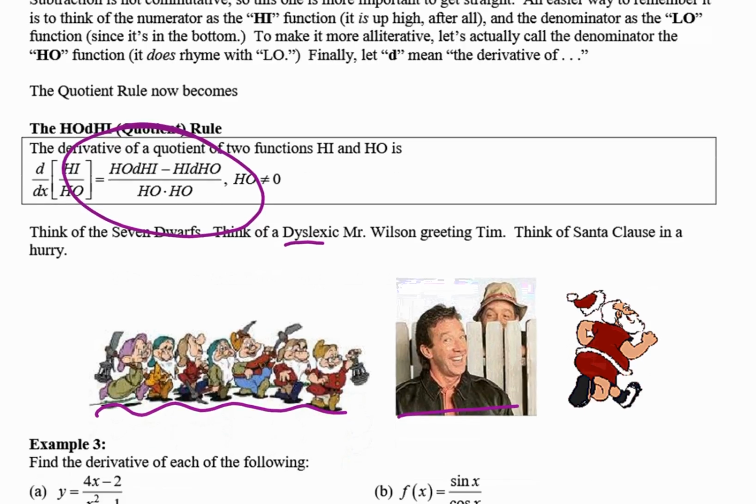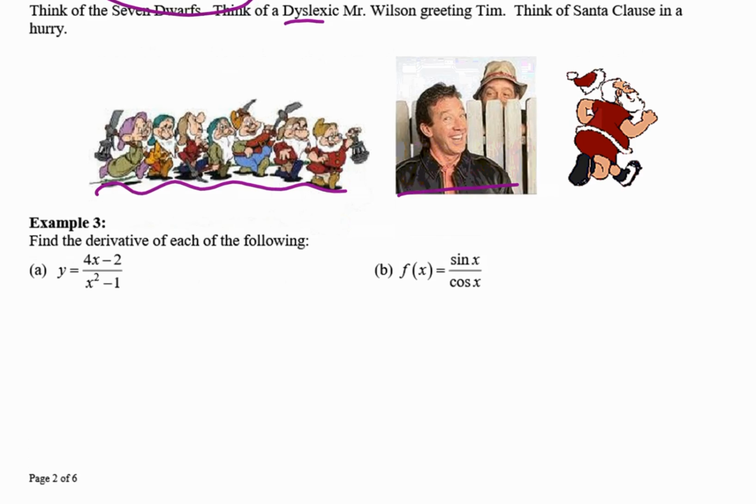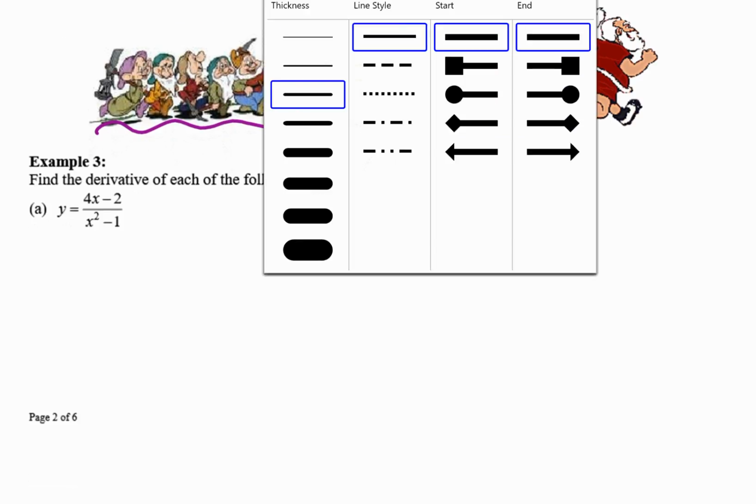I don't sing. Okay, so you're lucky you got that. So that's what I want you to think. Every single time you do a quotient function, think ho-de-hi minus hi-de-ho. All right, got it? Over ho-ho. So here we go. We're going to do it. I'm going to make my pen a little smaller.